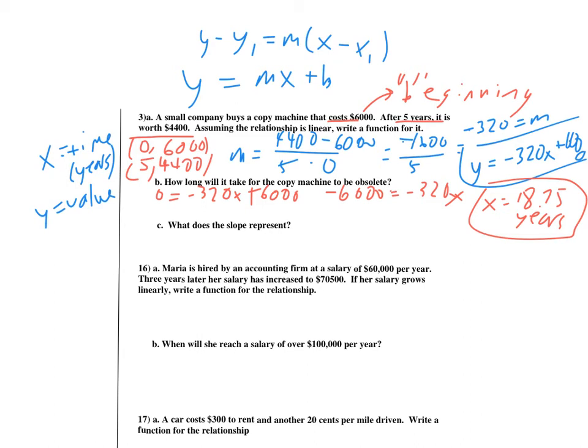What does the slope represent? Remember, slope represents the movement we have here, which is 320. So I would say, in a quick sentence, each year the value of the copy machine decreases by $320.